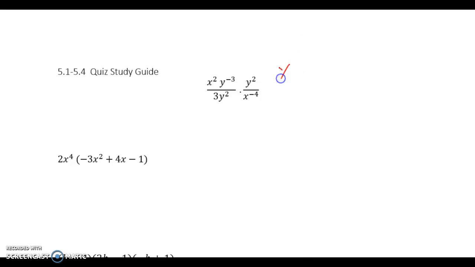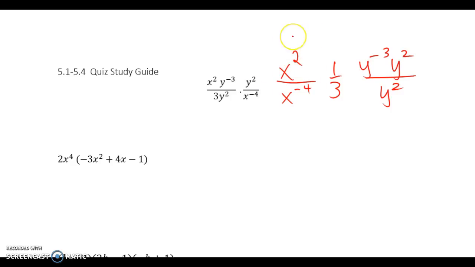So first I have an x squared, and over here on the bottom I have an x to the negative fourth. I have only one constant, so I'm going to leave that there. And then I have y to the negative third, y squared on the bottom. There's all my terms. So I'm going to take one piece at a time.